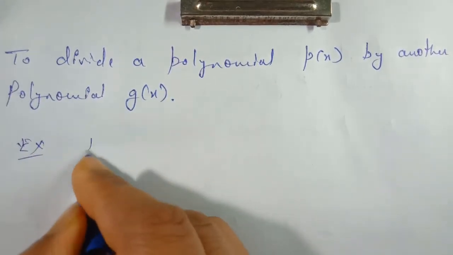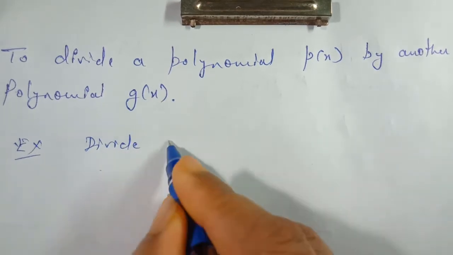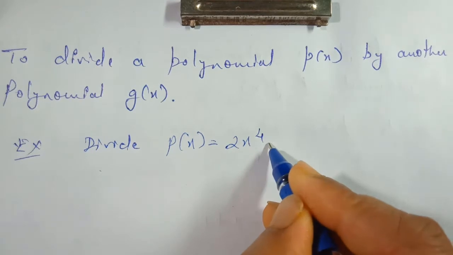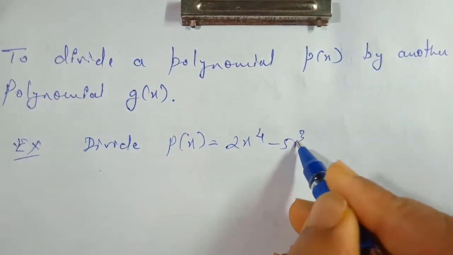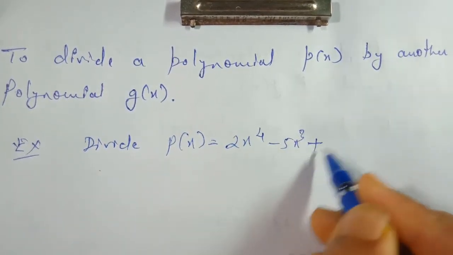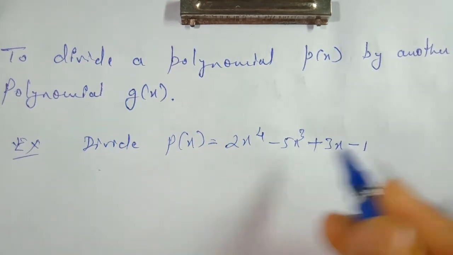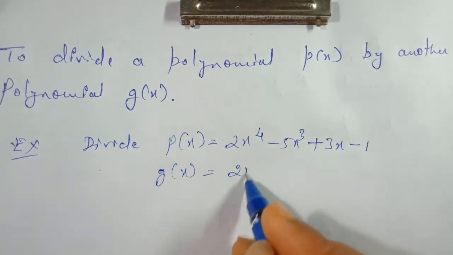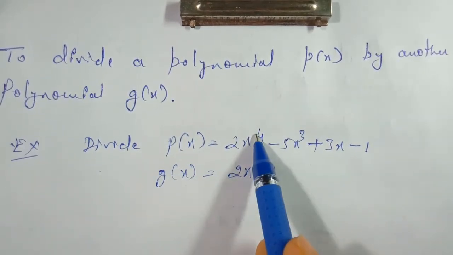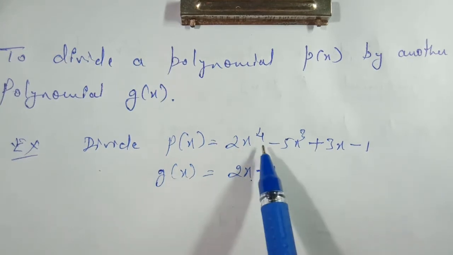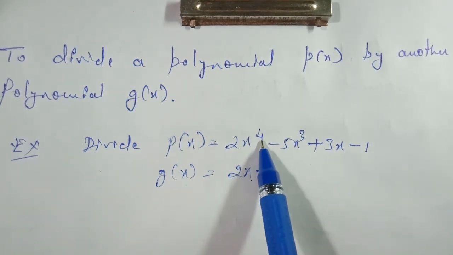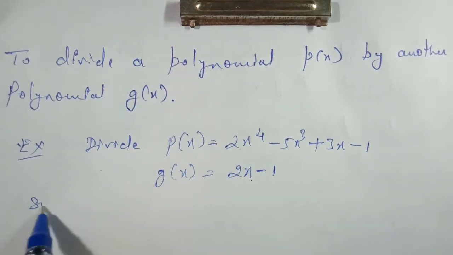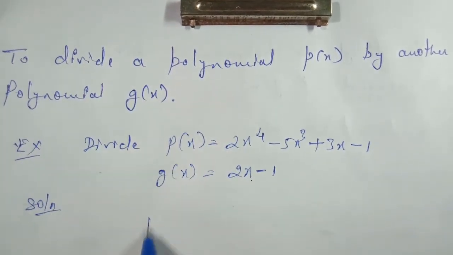Suppose we have to divide a polynomial p(x), that is 2x raised to the power 4 minus 5x cube plus 3x minus 1. This is the polynomial which we have to divide. There is another polynomial, 2x minus 1. We have to divide the first polynomial by this polynomial. Now check the degree. The degree of the polynomial to be divided is greater than the degree of the polynomial by which it is to be divided. So let us do the solution.